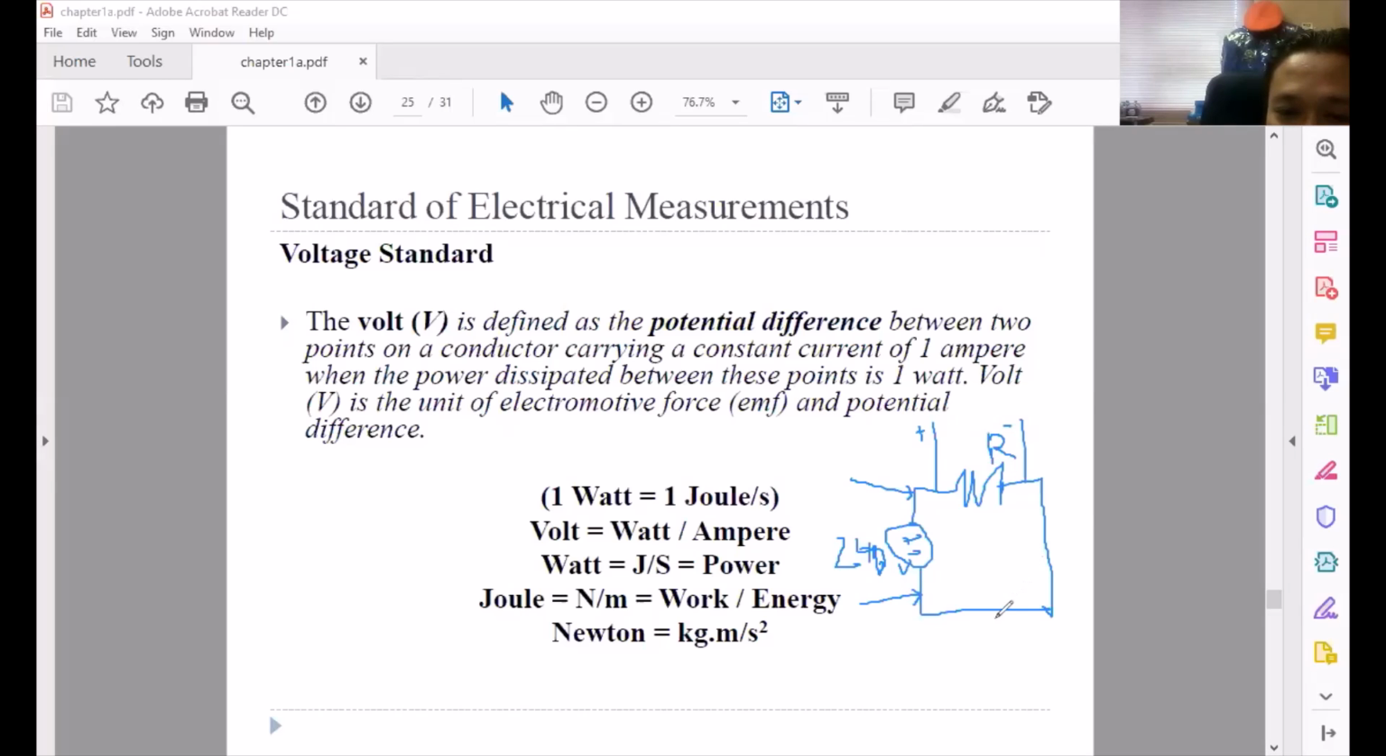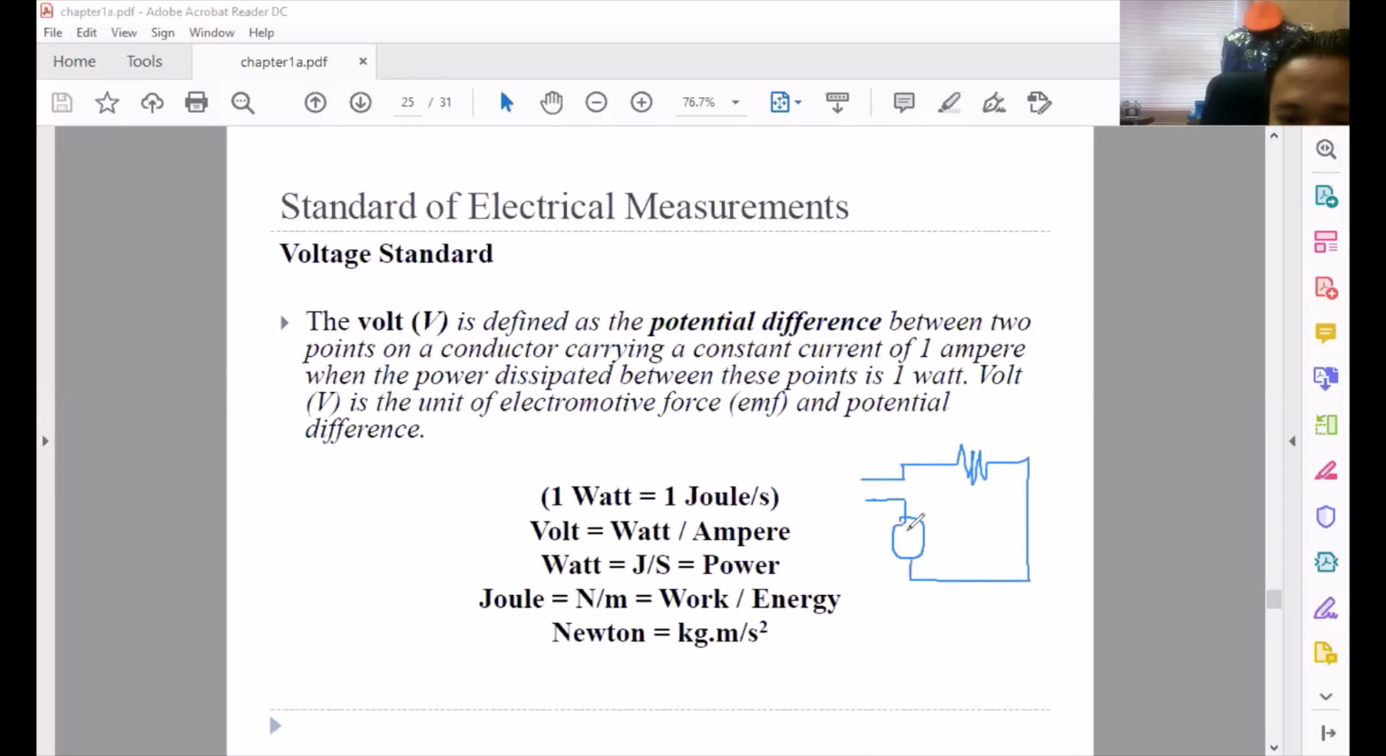But if you want to measure the current, you have to do something like this. Point here, then another point here. So this is 240, and then this is our resistor. This is negative and positive here, so it will be in series. We can measure the current here.